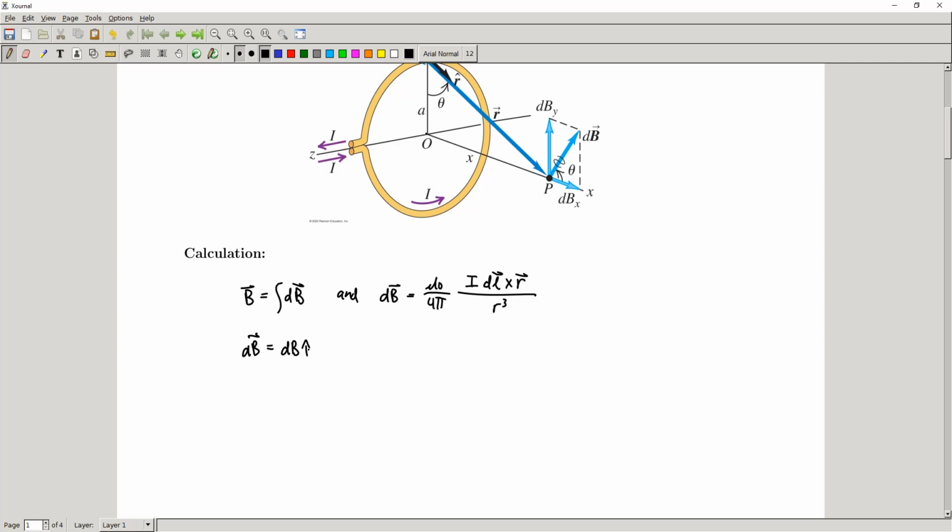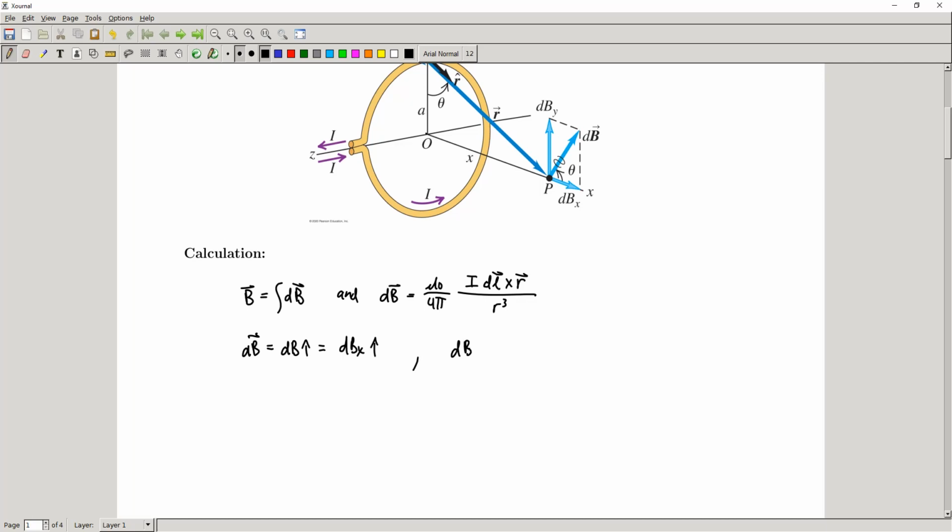Okay, so we're picking up other contributions as we go around, but we know that when we add them all together, they're all going to cancel out. So the only one we have to worry about tracking is the dBx in the i hat direction. So we could even think of this as dBx in the i hat direction.